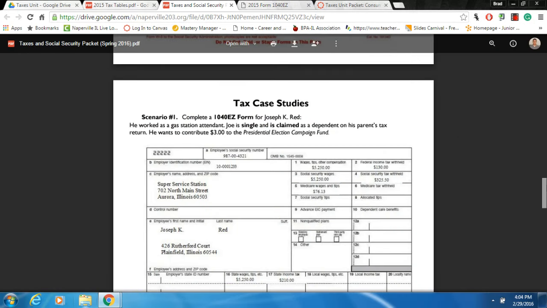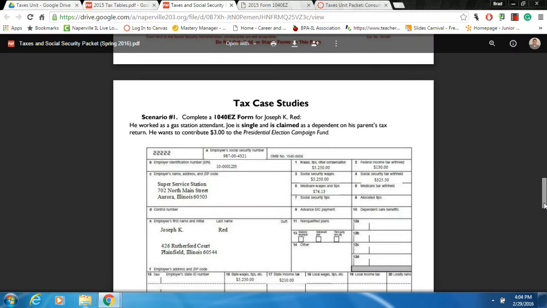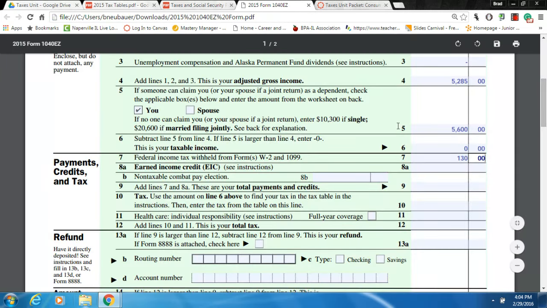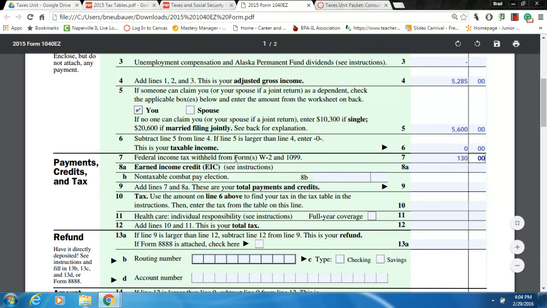Scroll back down to the 1099. We have no federal income tax, so the bank didn't take any income tax out, so you don't have to worry about anything there. So in total, Joseph K. Red paid $130 in federal income tax. All right. Earned income credit, for what we're going to do in class, you don't need to worry about this. Ultimately, what this is, it gives you credit if you don't make that much money. Don't worry about it for what we're going to do.